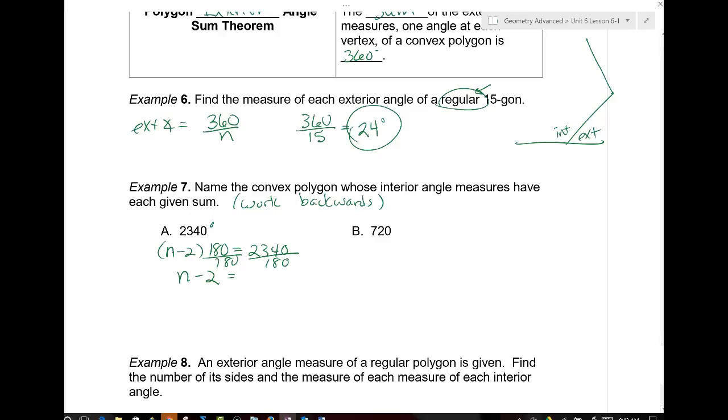Here's where I want to see your work, though. Just don't do this in your head on your calculator only. So what's 2,340 divided by 180? 13. Add 2, n equals what? 15. So what are we going to name this one? I know if you want to go online, find the fancy name, great. I'm just going to call it 15-gon.